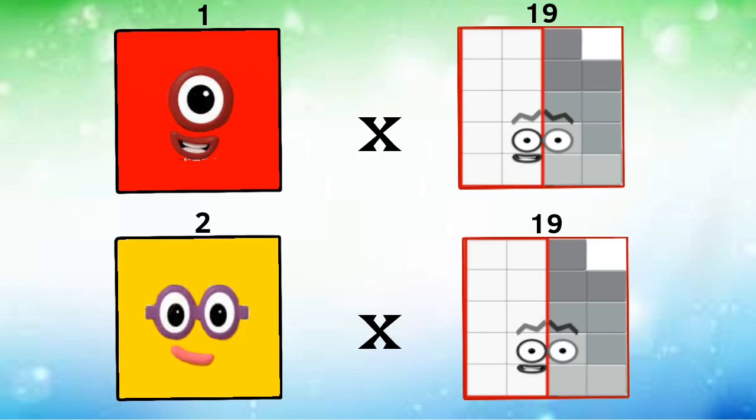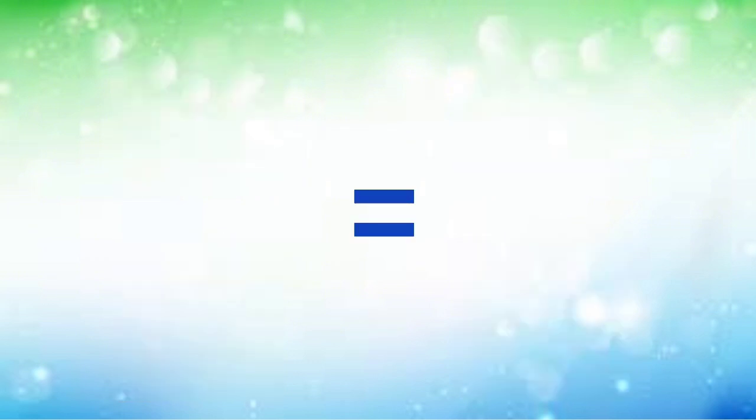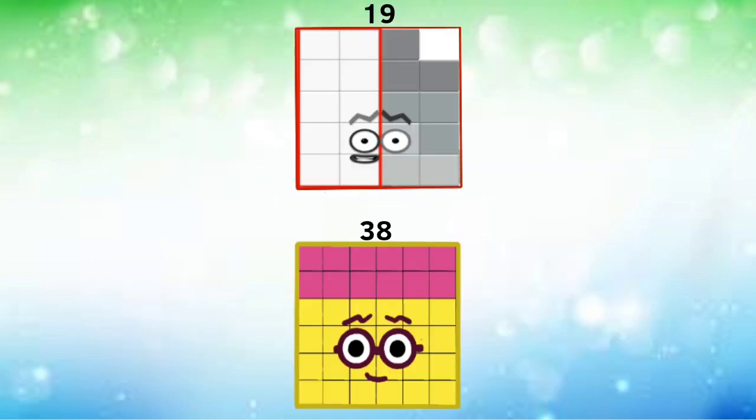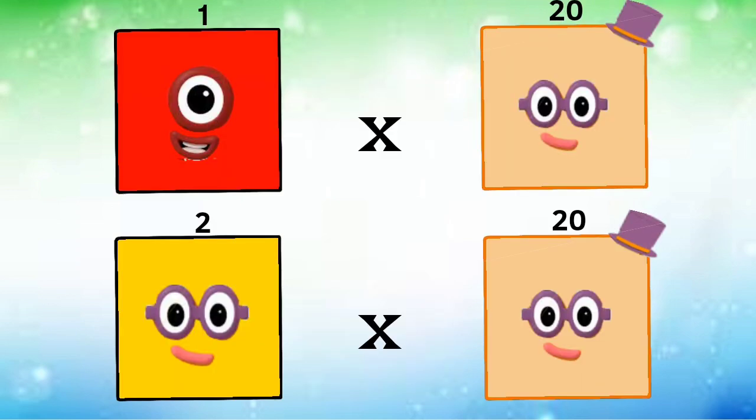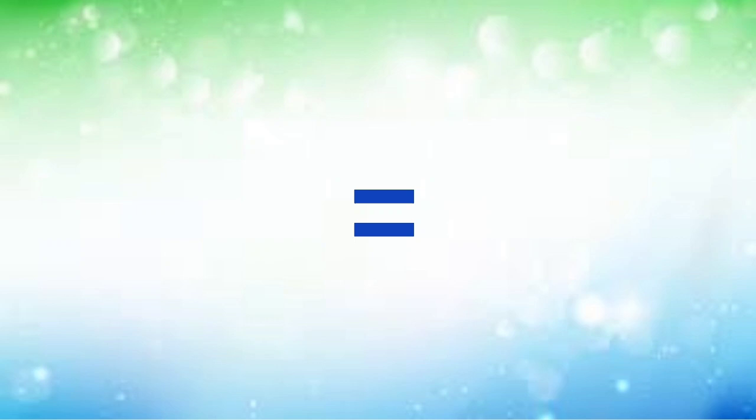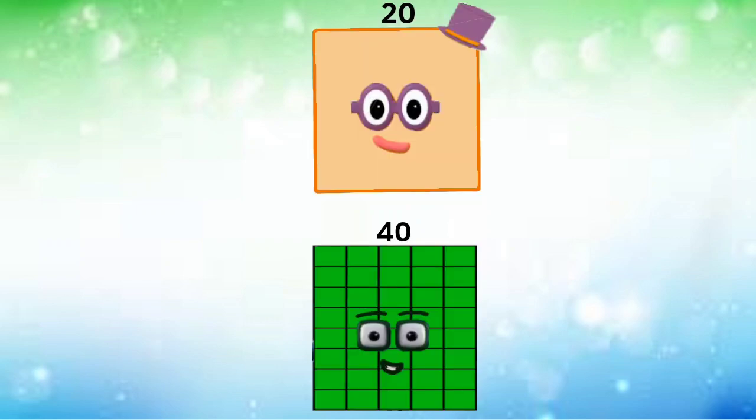Number blocks 1 and 2 times 19 equal 19 and 38. Number blocks 1 and 2 times 20 equal 20 and 40.